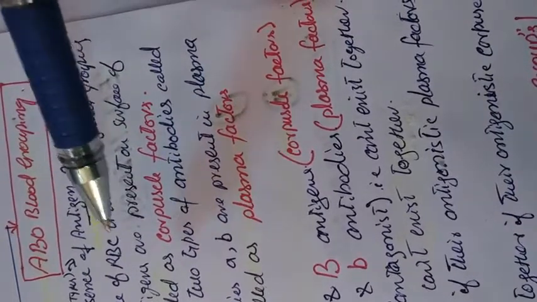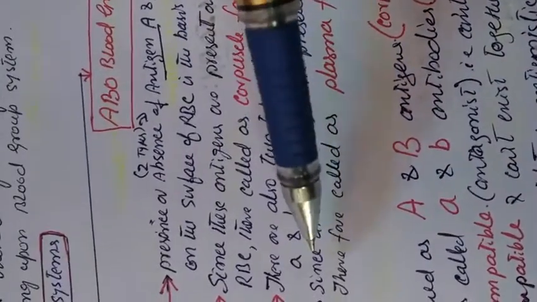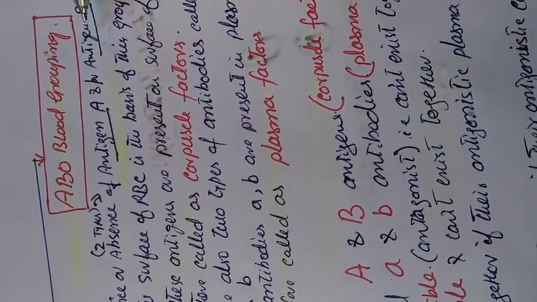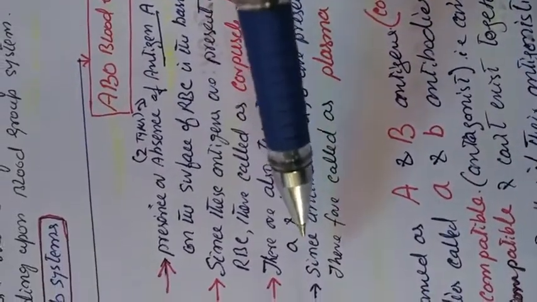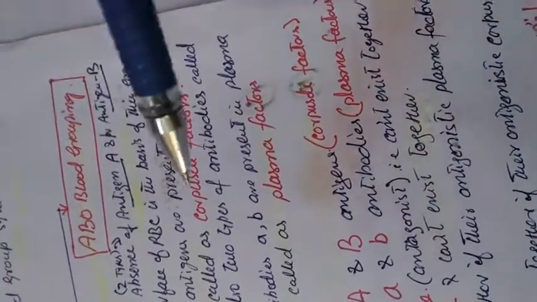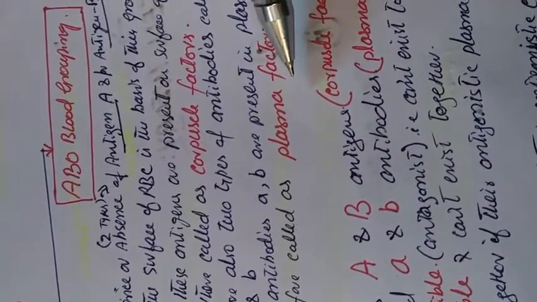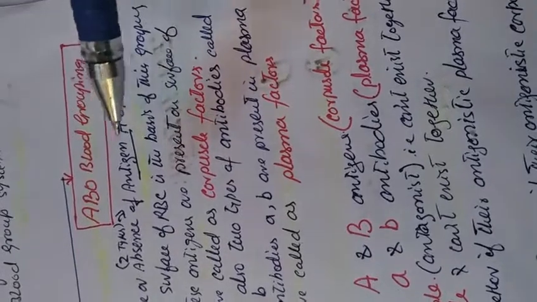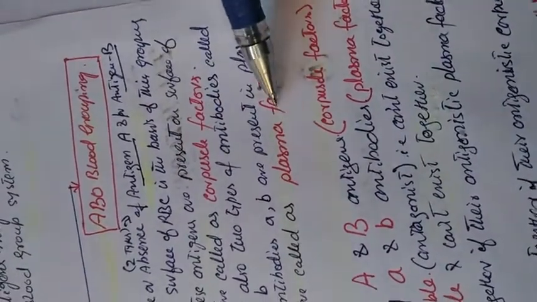In addition to these corpuscle factors, antigen A and antigen B, the plasma of the blood also contains another type of proteins known as antibodies, which are called antibody A and antibody B. Since antibodies A and B are present in the plasma, not on the red blood cells, they are called plasma factors. So there are two types of factors present in the blood: corpuscular factors and plasma factors.